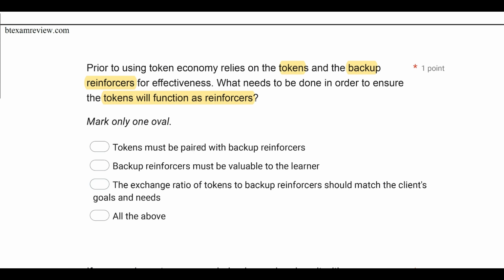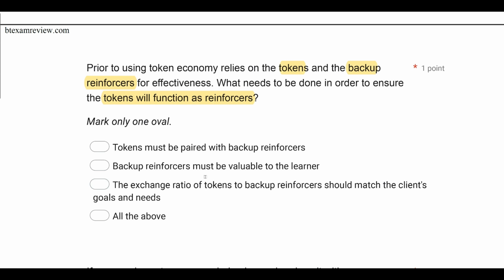A, tokens must be paired with backup reinforcers. Absolutely. Tokens only gain value when paired with actual reinforcement. Just like money. If you've ever talked to a very young kid, or even a kid maybe with a delay, who has no concept of money, what it means is because that money hasn't been exchanged for anything yet. So that pairing is what gives the token value. Do we pick A and move on? No, we read all of our answer choices.